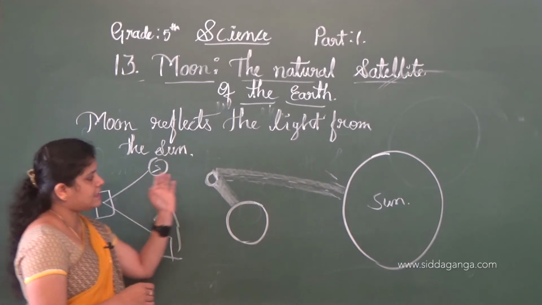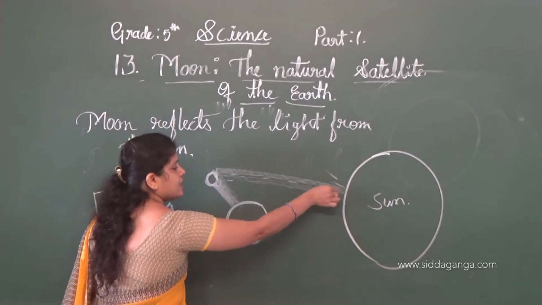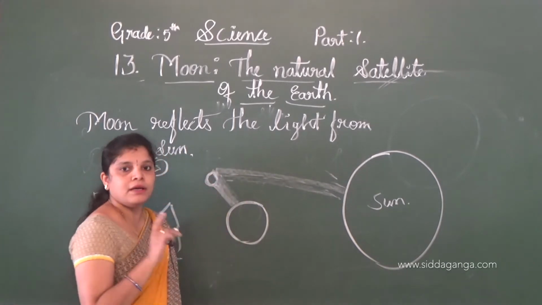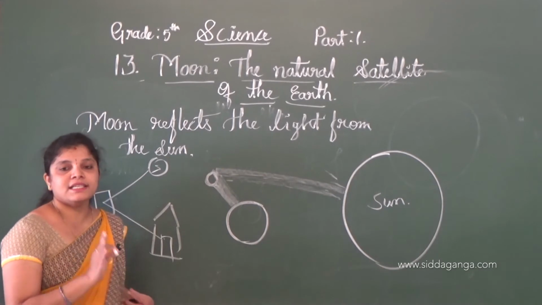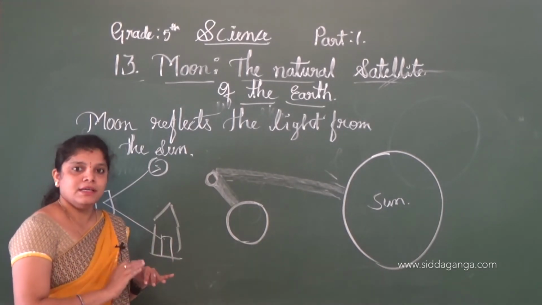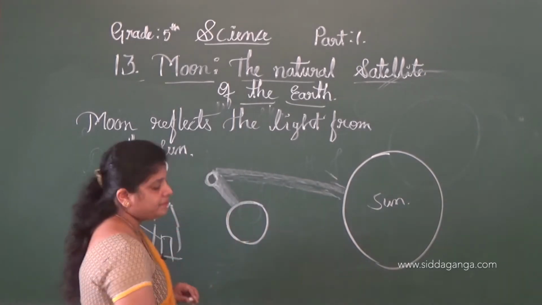So like this, reflection happens in the moon also. They just reflect the light from the sun. Understood? The moon does not give its own light, it just reflects the light from the sun. Okay, understood?